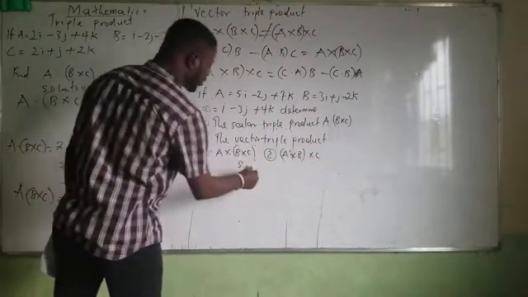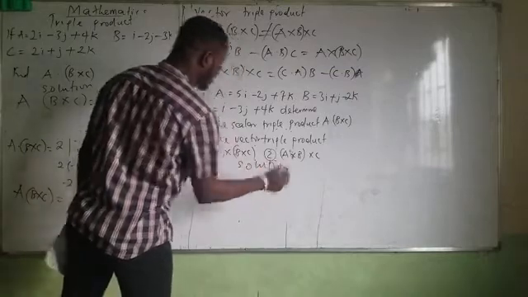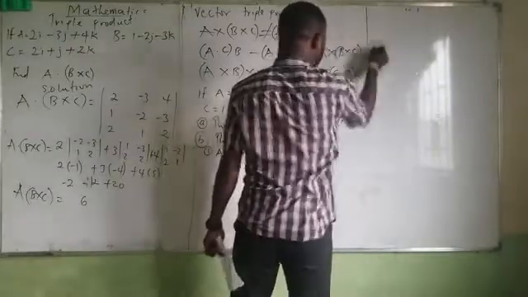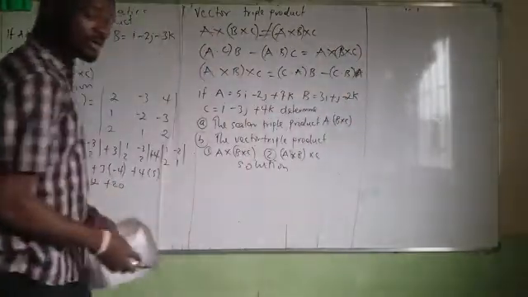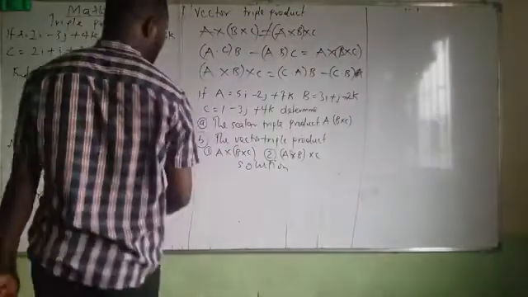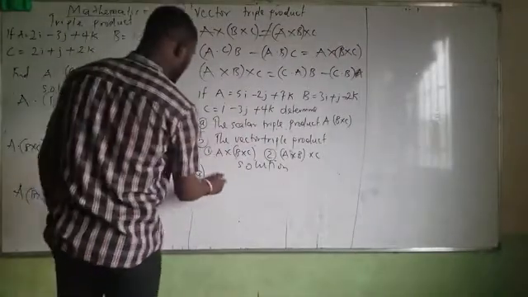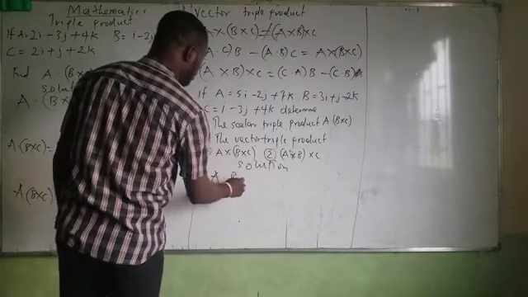Now, how do I solve this particular problem? I think this one will explain what I've been talking about. Let's try to listen very well at this point. The first one, which is number 1, my A dot B cross C.